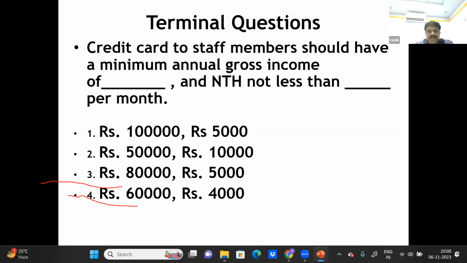A credit card staff member should have a minimum annual gross income of dash and NTH not less than dash. For staff, what is the gross income and what is the NTH?